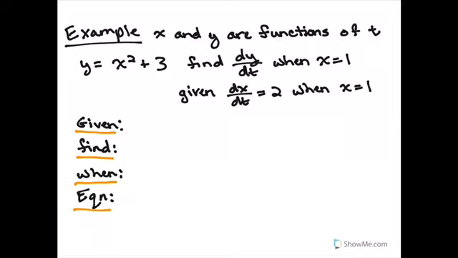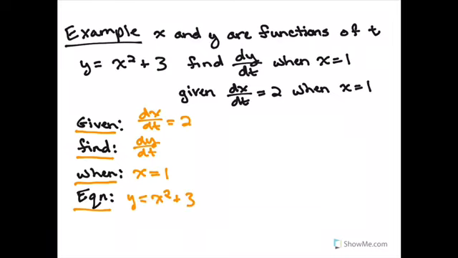So here we have x and y are functions of t. They're related by y equals x squared plus 3. So that's my equation. I can go ahead and write that here. That's y equals x squared plus 3. I'm being asked to find dy/dt when x equals 1, given that dx/dt equals 2 at that x value of 1.